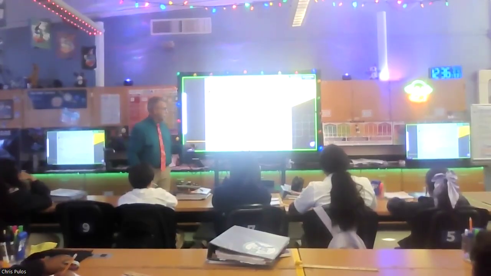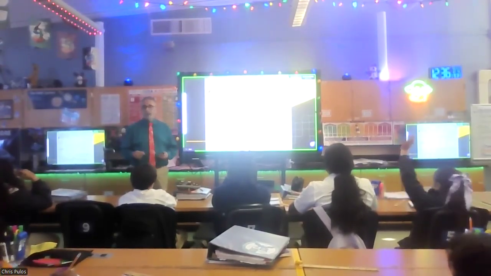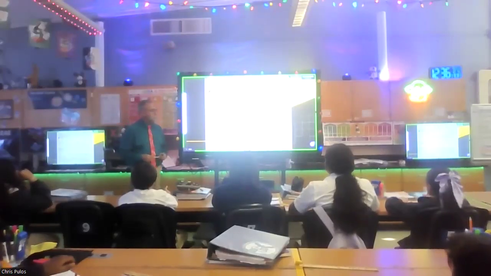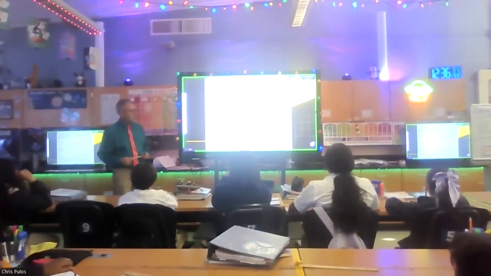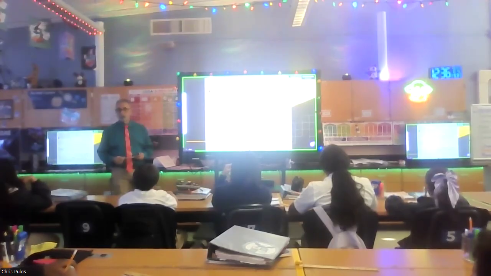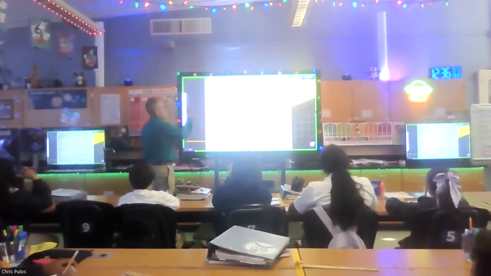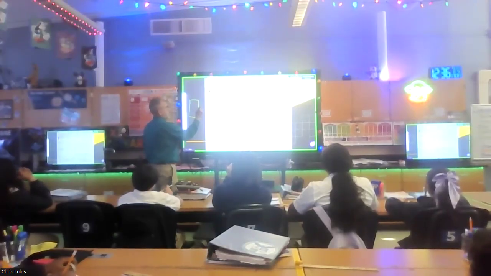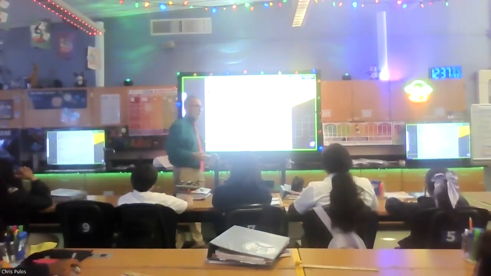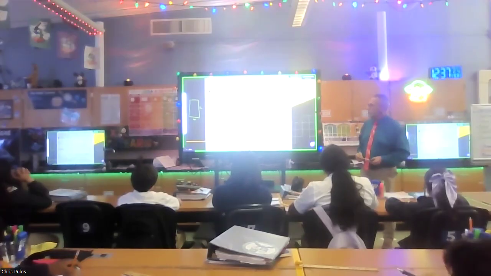Let's look at our vocabulary for the day. Vocabulary: area. Who would like to read that for me? Go ahead, Clyde. The size of a surface. And read the formula. Area equals length times width. Yes. So if we have a rectangle and you have the length and you have the width, you multiply them together and you'll get the area. And that is the size of the figure.